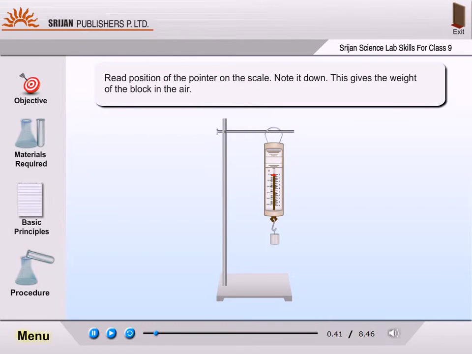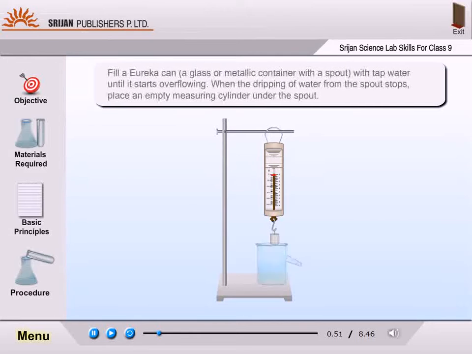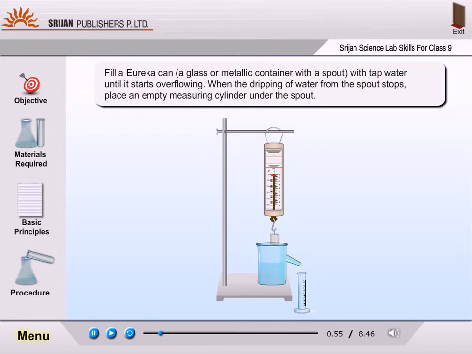Read the position of the pointer on the scale. Note it down. This gives the weight of the block in the air. Fill a Eureka can, a glass or metallic container with a spout, with tap water until it starts overflowing. When the dripping of water from the spout stops, place an empty measuring cylinder under the spout.